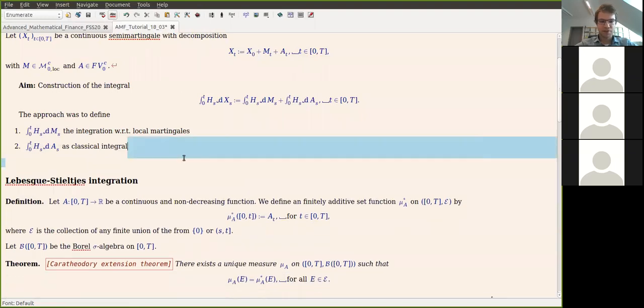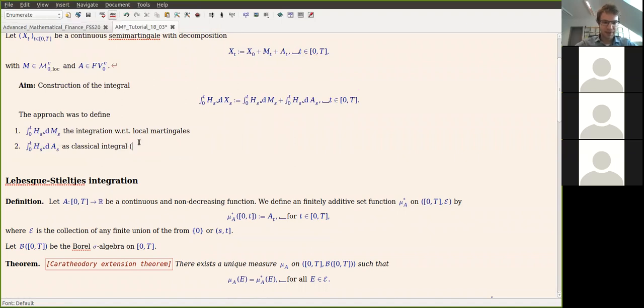Please interrupt me if I'm too fast, because I have the feeling I can be super fast. So this is what we want to define.